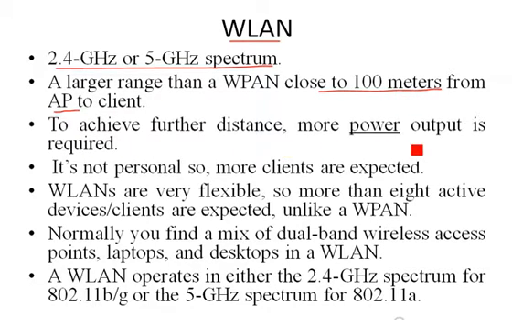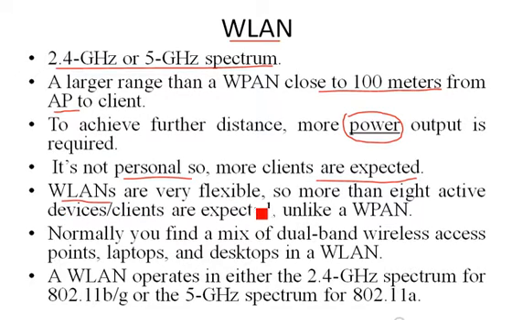To achieve further distance, more power output is required. To increase this distance you need to produce more power output, but you are restricted because you cannot output more power than permitted. It is not personal, so more clients are expected. Personal area networks are personal to you, so you have few devices, while a wireless local area network is not personal, so you can expect more devices. In a PAN you can have at most 8 devices. Here you can have more than 8 devices.